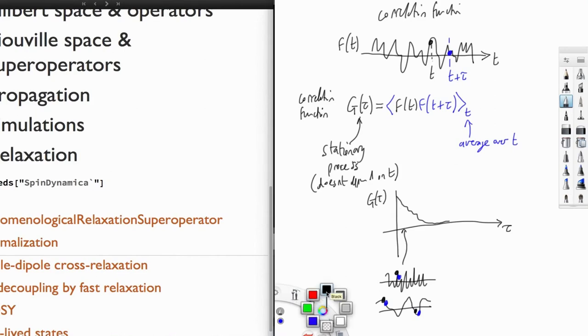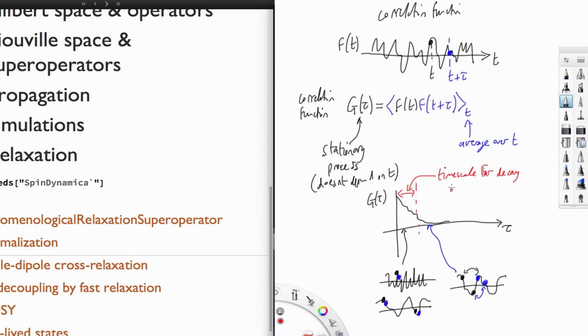But if we move the gap between the time points, so we're comparing two time points with a large time gap between them, then sometimes they may have the same sign, but sometimes they're going to end up with different signs. And as a result, the correlation function, when one takes the average over all time, becomes a small value. So the correlation function gives a measure of how fast the fluctuations are. And the correlation time is just a measure of how fast that correlation function decays. The time scale for the decay of the correlation function is the correlation time.